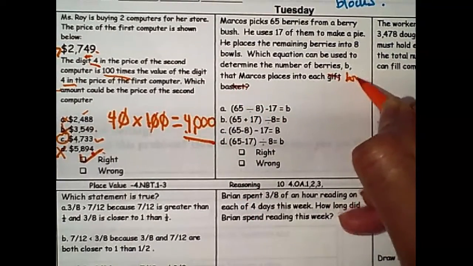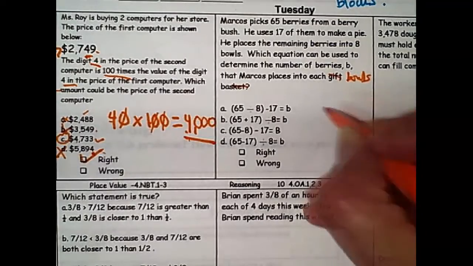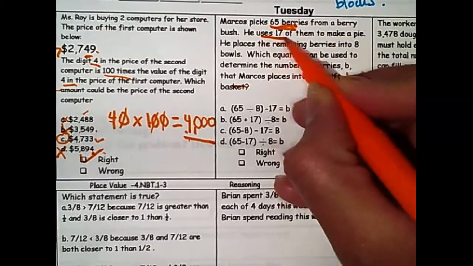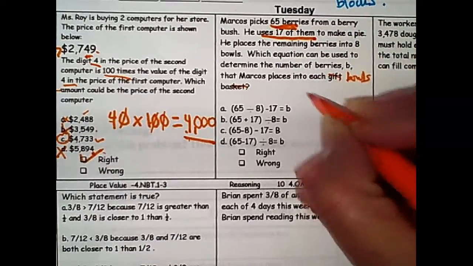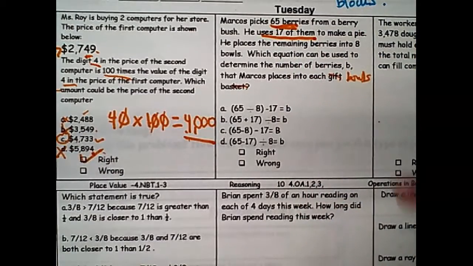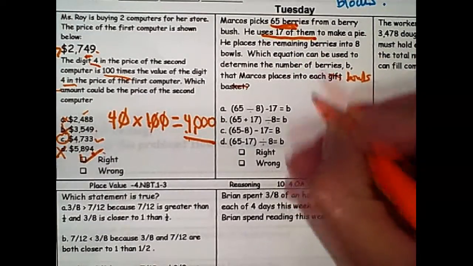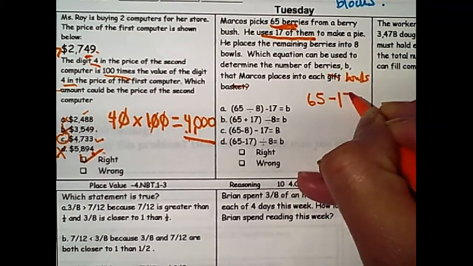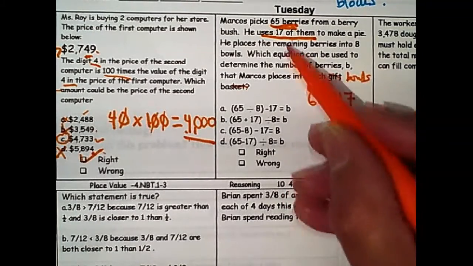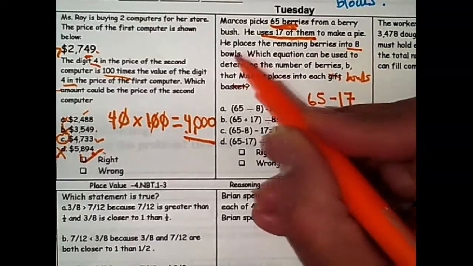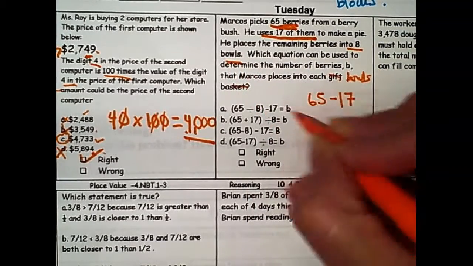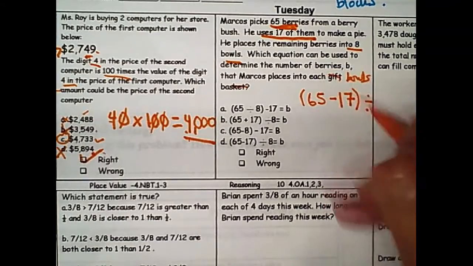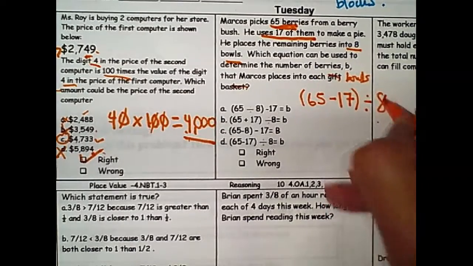Okay. So if he started off with 65 berries and the problem says he uses 17 of them, if you use something, we know that means you are taking away, or the amount is decreasing by 17. You're subtracting. So we just did 65 minus 17. The remaining berries are put into 8 bowls. So whatever we have left, they're put into 8 bowls, and we're trying to find out how many are going to go into each. So that means we're dividing by 8.